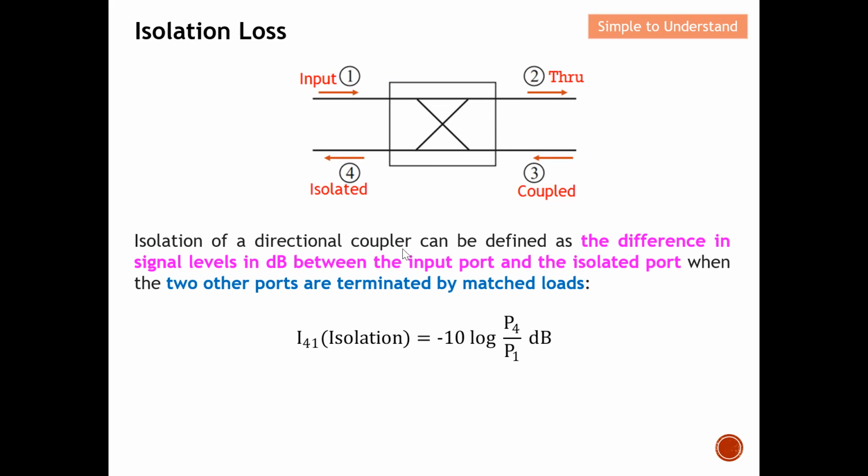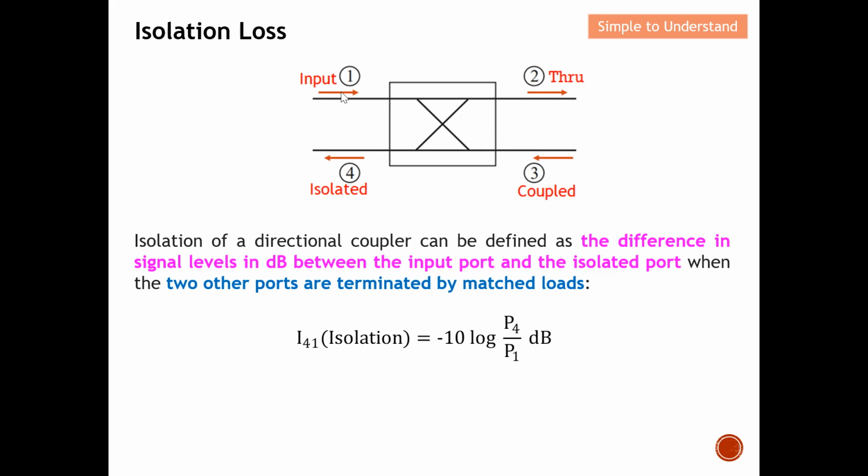Isolation of a directional coupler can be defined as the difference in signal level in dB between the input port and the isolated port, when the two ports are terminated by matched loads. So in short, over here these two ports we will terminate by a matched load, and then we can calculate what the isolation loss will be.